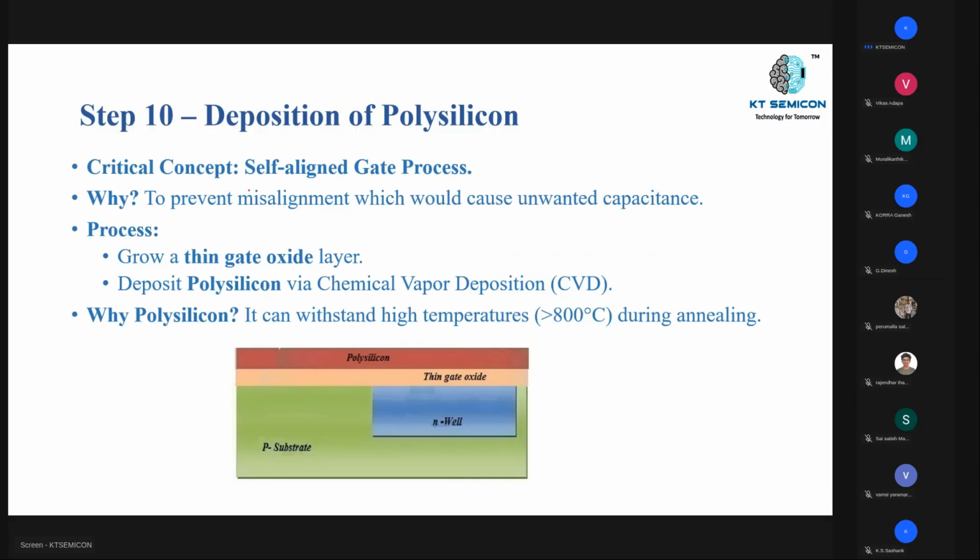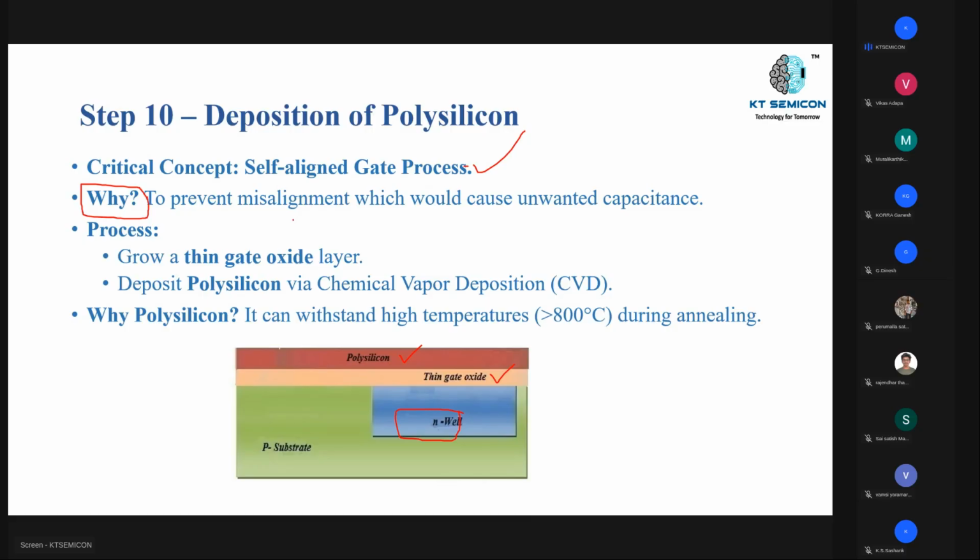Okay, and after that this is my next step, deposition of silicon. So after creating my well, then I need to deposit the gate and polysilicon, right? So here we are creating the complete gate. This is the process of aligning the gate. Okay, so why are we using the gate here?